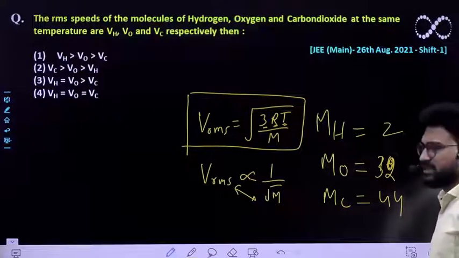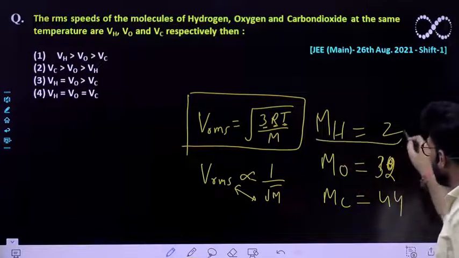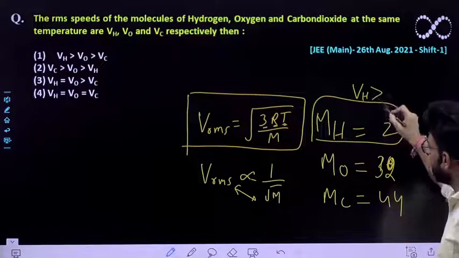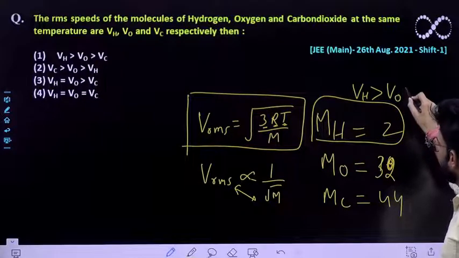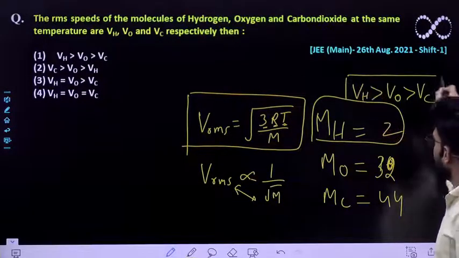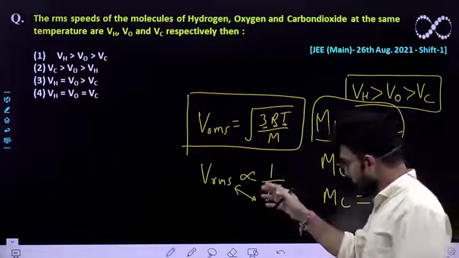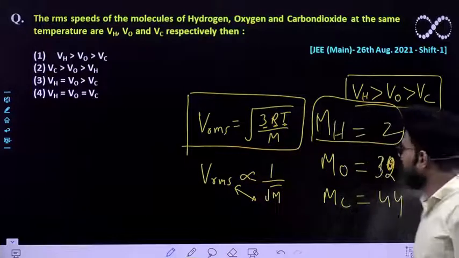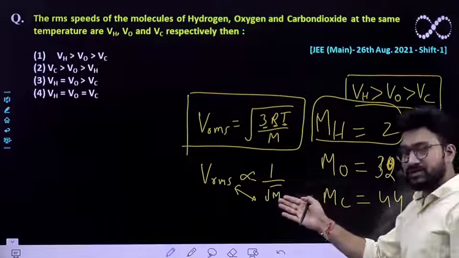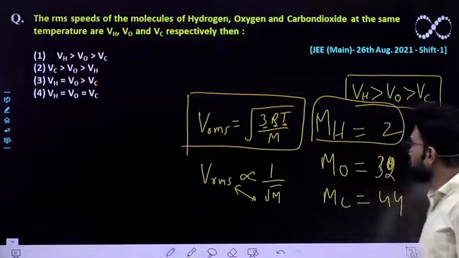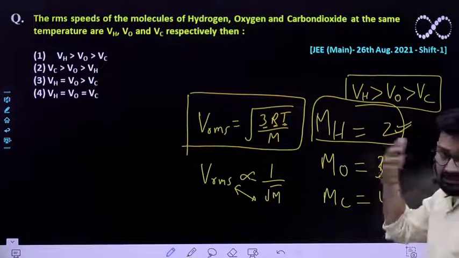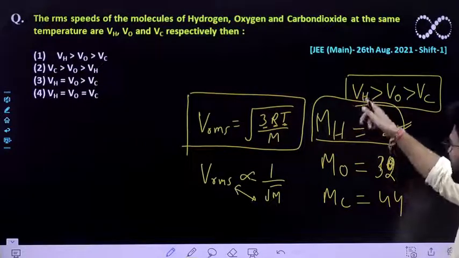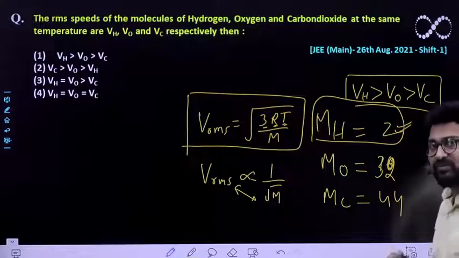So whose molar mass is less? Obviously hydrogen's molar mass is less, so V hydrogen must be greater than V oxygen, which must be greater than V carbon dioxide, don't you think? Because V_RMS is inversely proportional to root of molar mass. So the higher the molar mass, the lower would be the RMS speed. Hydrogen has less molar mass, so it would have higher RMS speed. So VH must be greater than VO, which must be greater than VC.